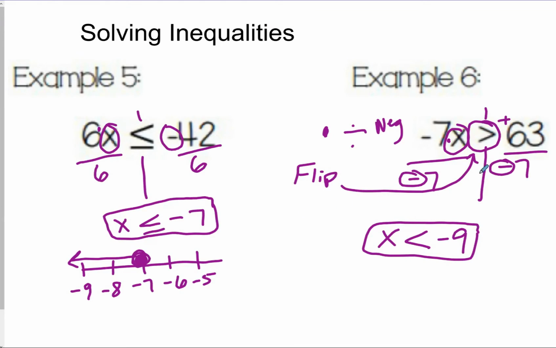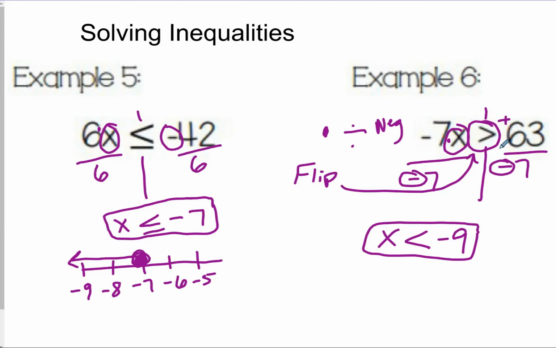And that's, of course, because the answer over here is going to have the opposite sign that it had to begin with. So we noticed it was a positive, and our final answer was a negative. And that's because we divided by a negative. So it's very important we remember, if you multiply or divide by a negative, you flip the inequality symbol.